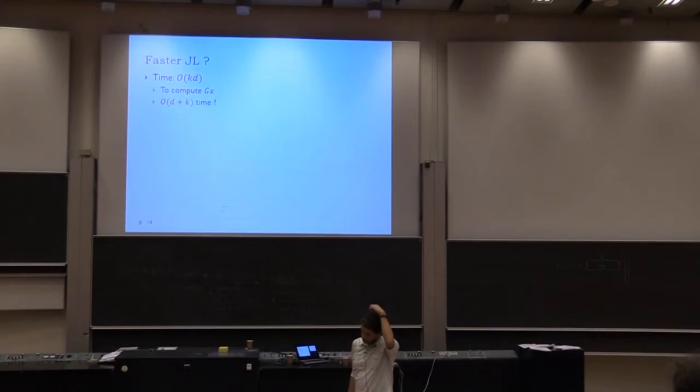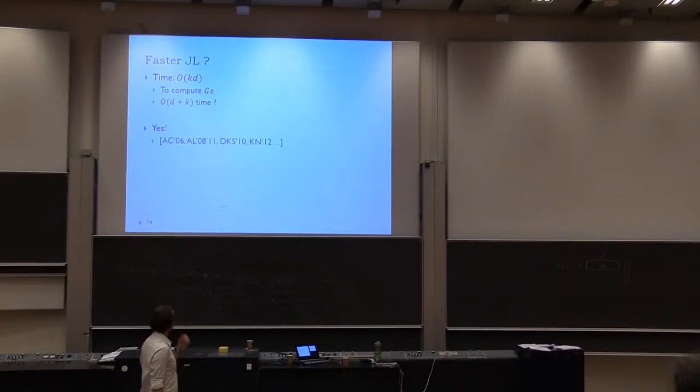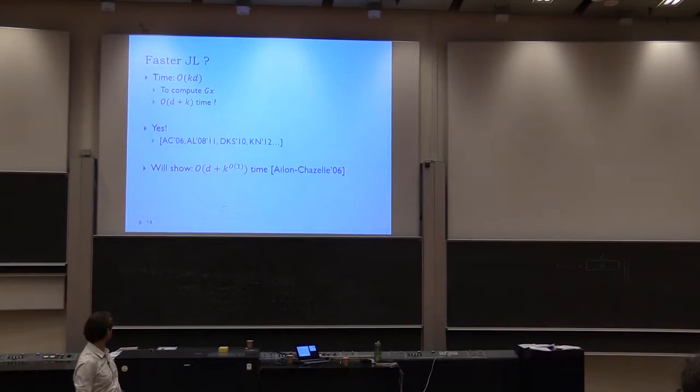The Johnson-Lindenstrauss lemma is probably one of the pillars of high-dimensional geometry. It relates to things like concentration of measure, and making it faster should relate to other things in high-dimensional geometry as well. Yes, it is a question in itself. And the answer is yes, we can make it faster. Perhaps we want to achieve d plus k, but what I'll show you today is essentially d log d plus some polynomial in k, it will be k cubed, which is due to Ailon and Chazelle, who first introduced the notion of the fast Johnson-Lindenstrauss transform.